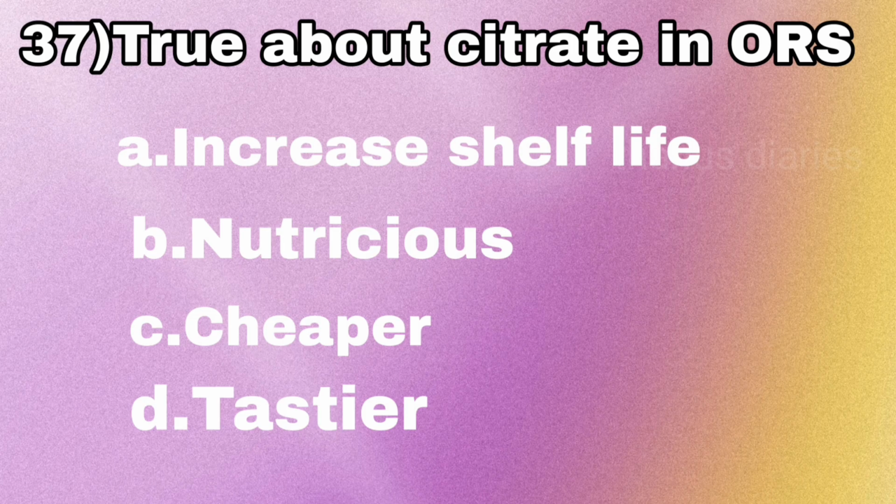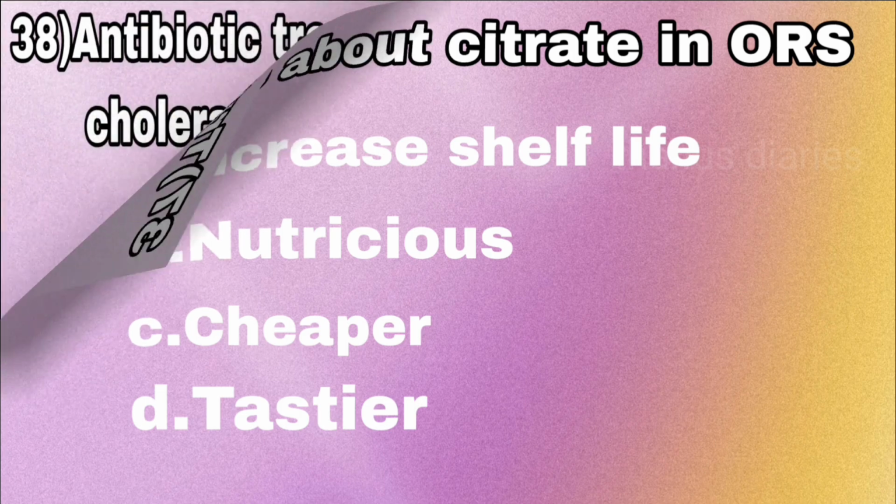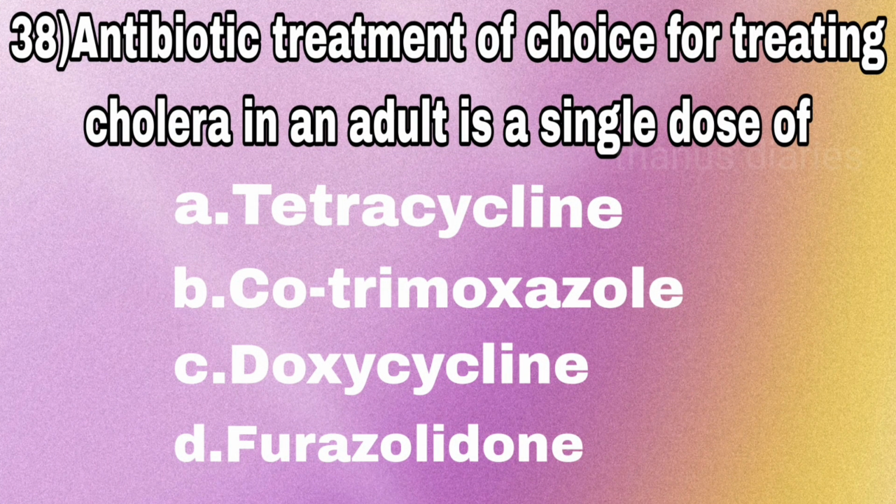True about citrate in ORS: increase shelf life, nutritious, cheaper, tastier. It is used to increase shelf life. Next question. Antibiotic treatment of choice for treating cholera in an adult is single dose of tetracycline, cotrimoxazole, doxycycline, furazolidone. And the answer is doxycycline.